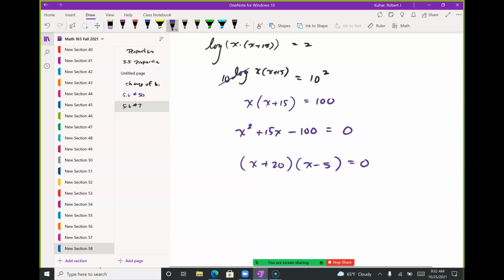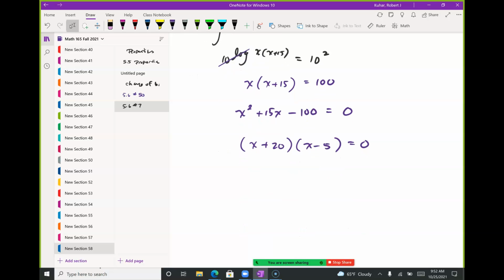So when you want to get rid of a log, you do that base 10? Raise both sides to the base of, yeah, exactly. For a log, it's base 10. For ln, it's base e. Okay. And so now I get x equals negative 20 or x equals positive 5.